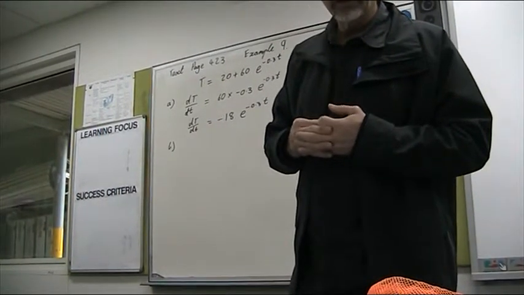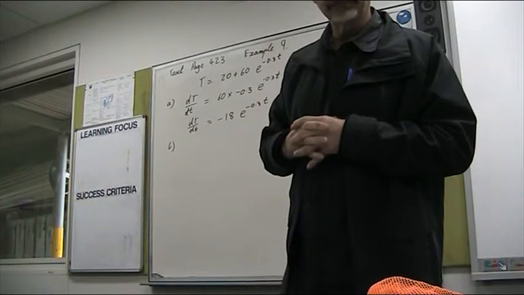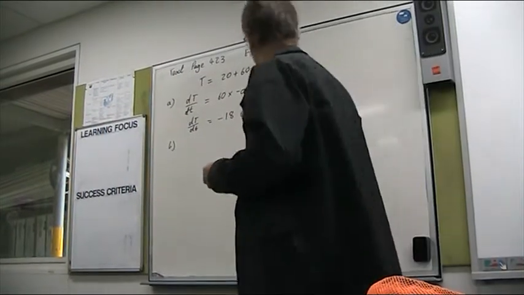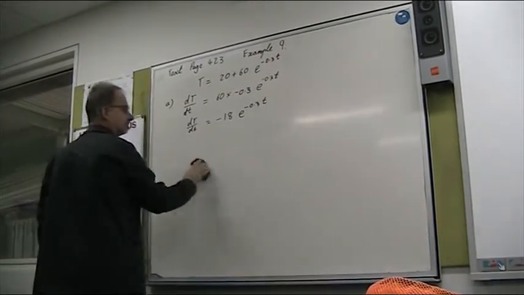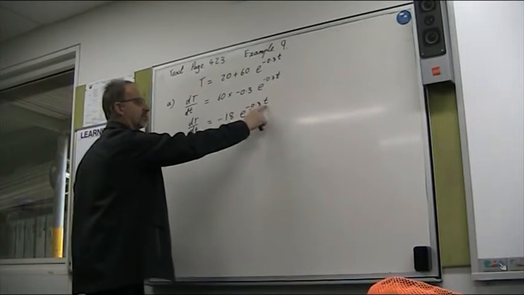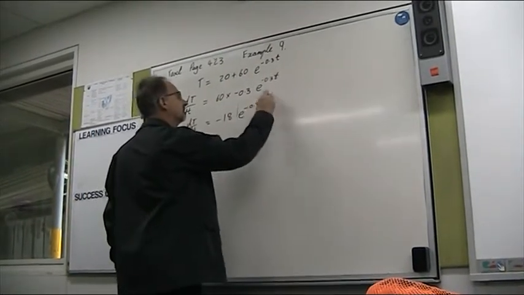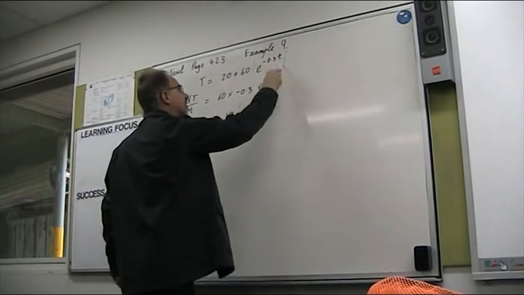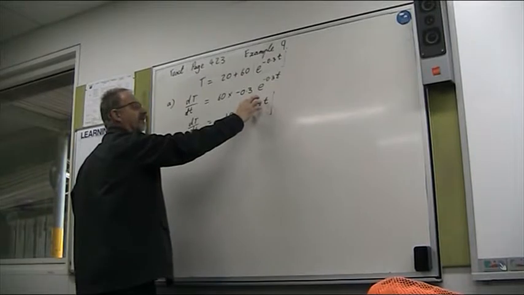Let's read the question again. It says, find the rate of change of temperature with respect to time in terms of big T, so in terms of temperature. Now I've got time in here, so I haven't actually finished the question, because it asks for that in terms of the temperature, not the time. What do you notice about this bit? It's in this bit here too, isn't it? So what I'm going to do is get that by itself, and then whatever I get, replace it in there.